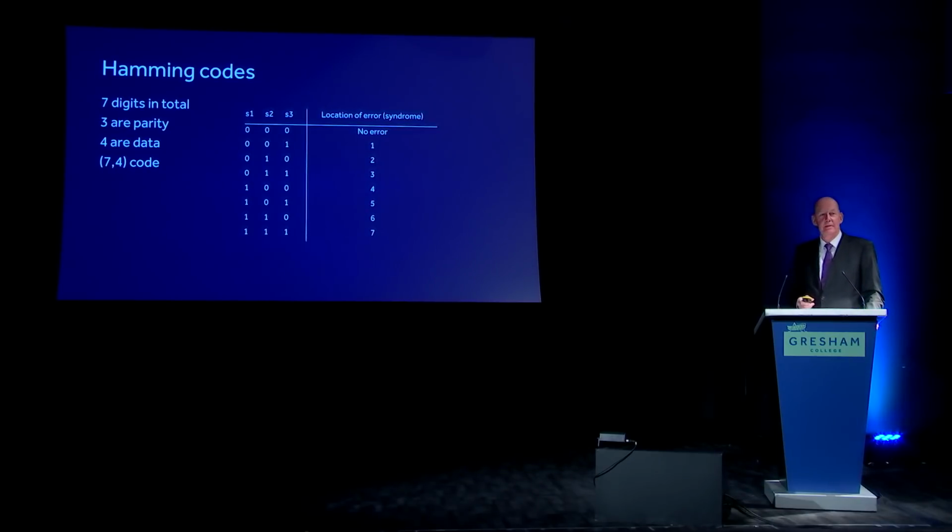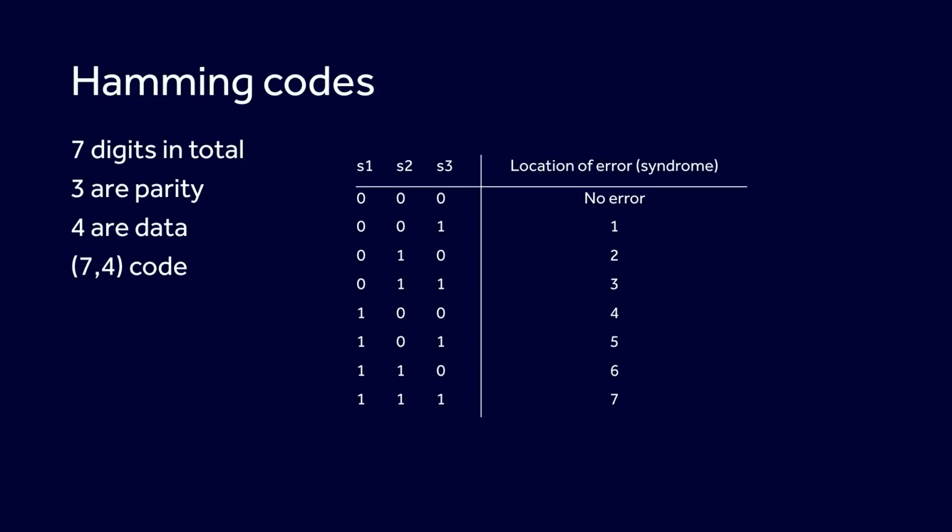So let's have a look at the Hamming code model. And this is the first code that he works out in his paper. His paper is a great read. It's perfectly understandable, even by human beings. You don't need a PhD in Galois field algebra to understand his paper. Far from it. It's a great read.